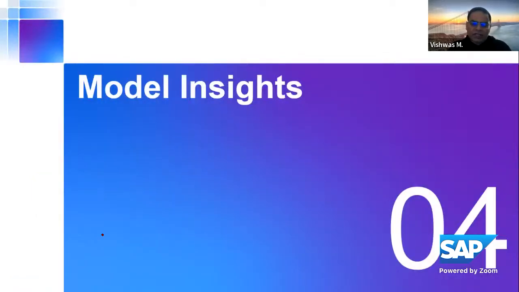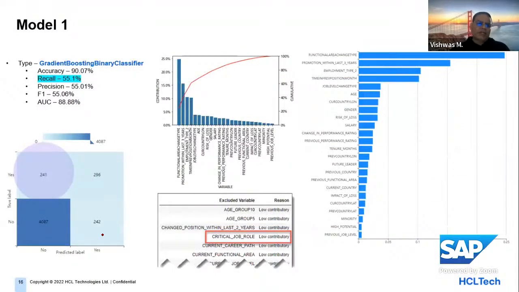Let's take a look at the model insights. For the first model, we used the gradient boosting binary classifier. Since we are trying to predict the churn, we are looking at recall as the value of interest. With this model, the recall value was low, just about 55.1%, not really encouraging. Accuracy was good. Precision was not really encouraging either, and F1 score was low. AUC was decent, but overall this model was not really encouraging.